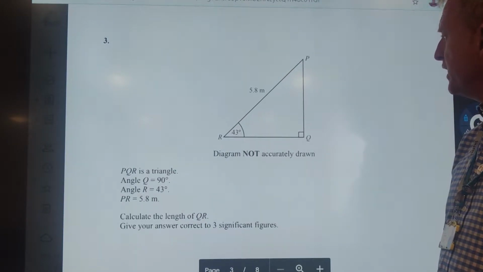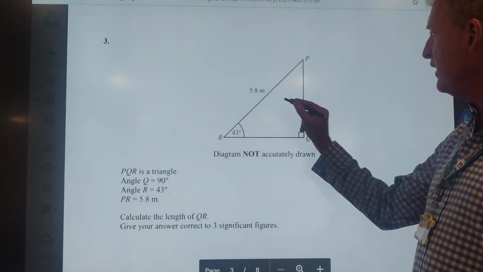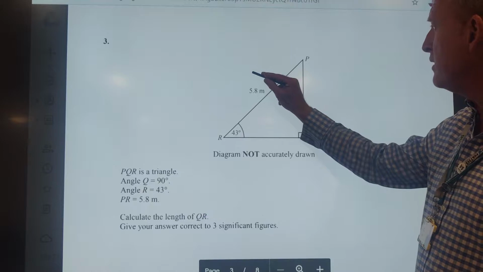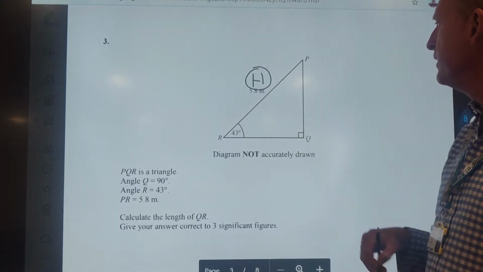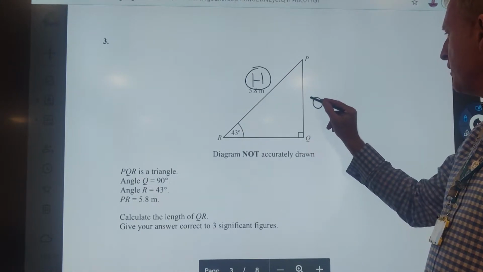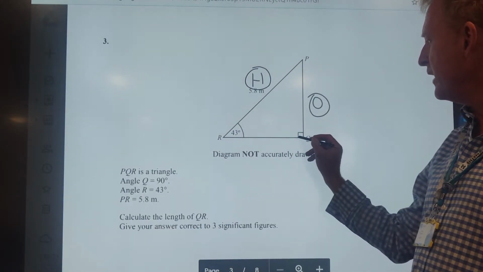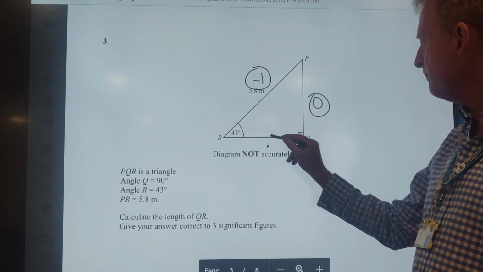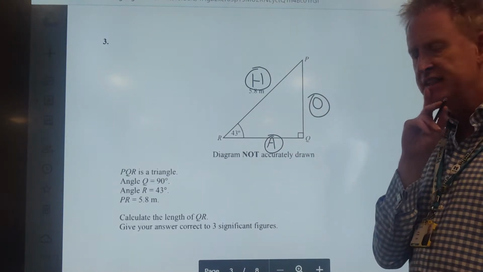So the first thing I do on any trigonometry question is label my sides. The longest side in the triangle is always going to be my hypotenuse, so I'm going to label that with an H. The side that's opposite my angle is always my opposite side, so I'm going to label that with an O. And the side that's next to my angle, or adjacent to it, I'm going to label with an A. So that's the first thing I'm going to do on this question.